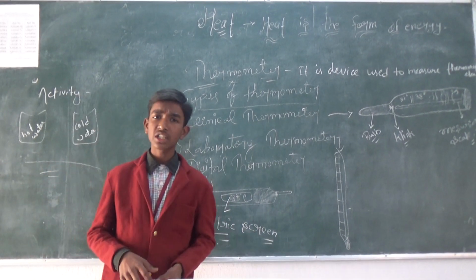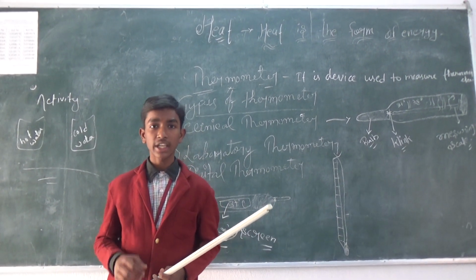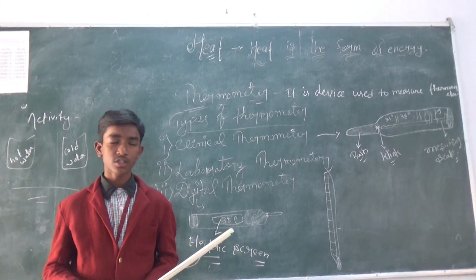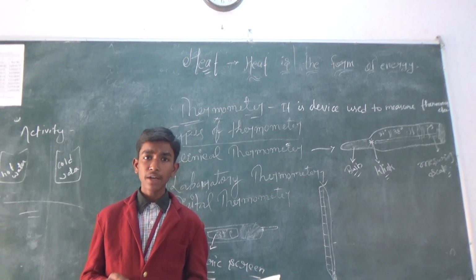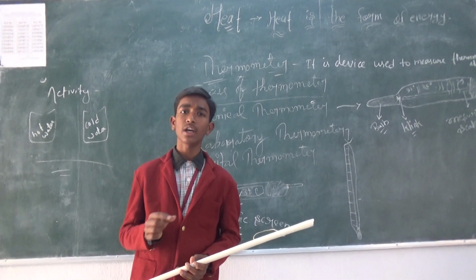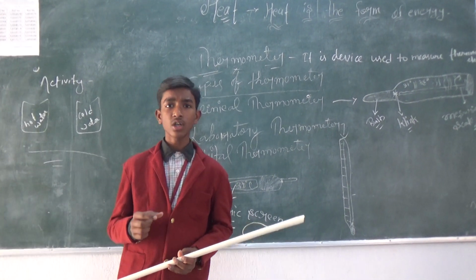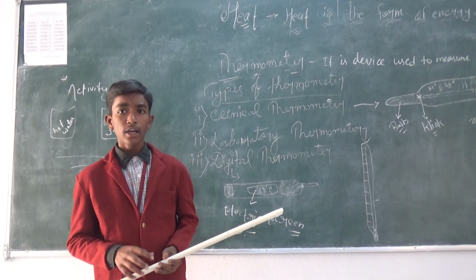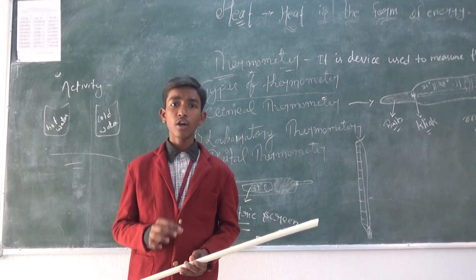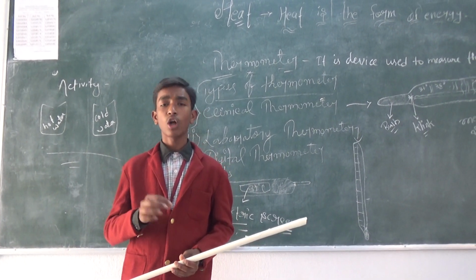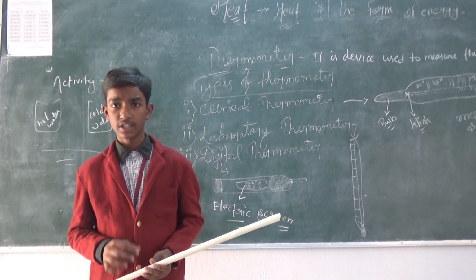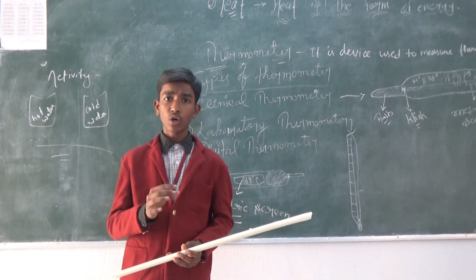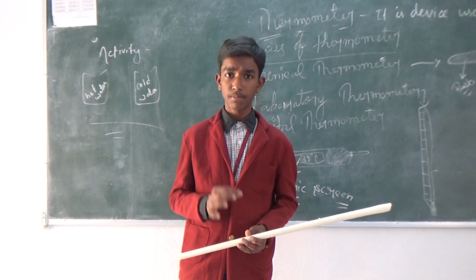If we use a clinical thermometer, we also take some precautions. What are the precautions? First, before and after use, we dip it into an antiseptic solution, because the germs of one body should not go to another body. Second, ensure that the level of mercury in the thermometer is always below 35 degrees Celsius. Third, don't hold the thermometer by its bulb.